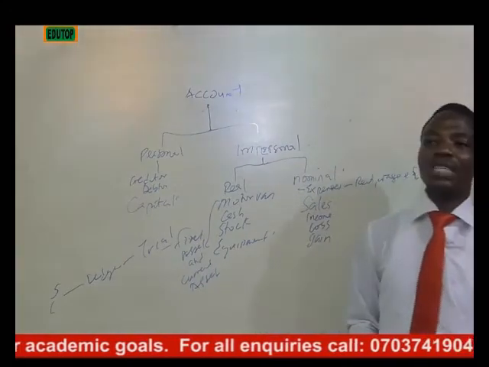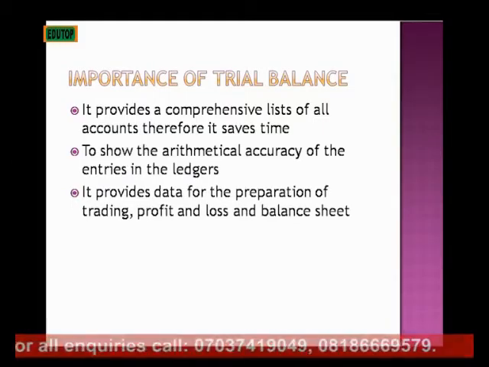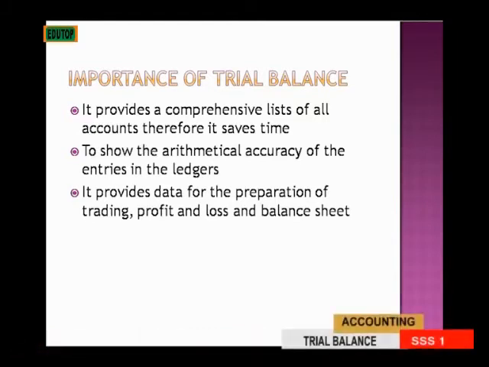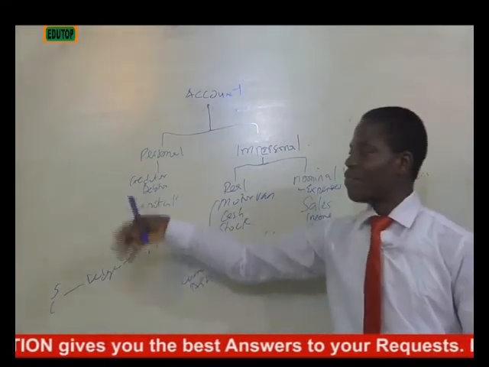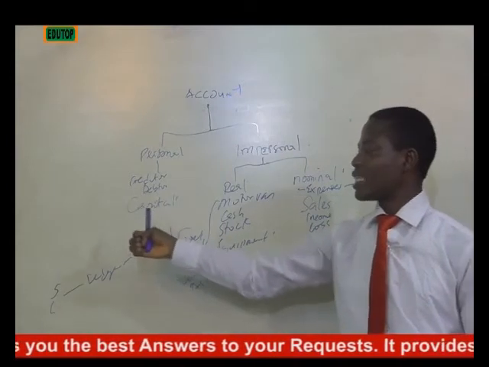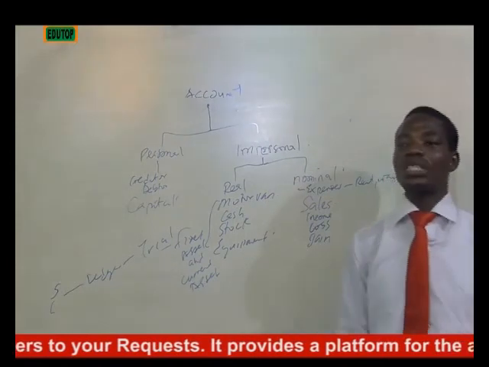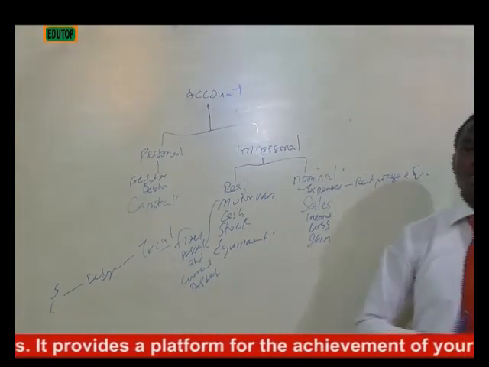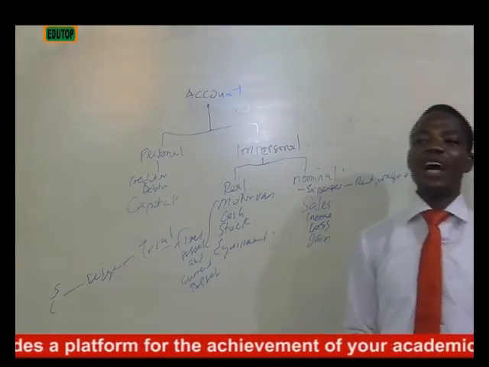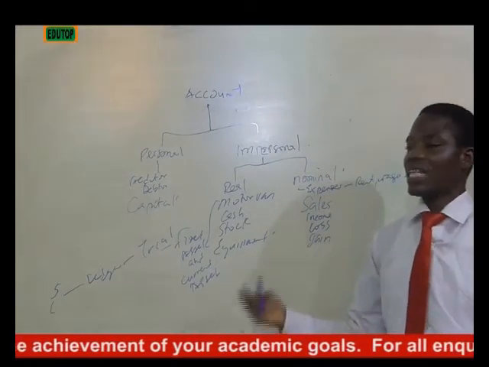So why do we use a trial balance? It provides a comprehensive list of all accounts, therefore it saves time. When you prepare different types of ledger, extract them and transfer them to the trial balance, it helps you to get the total and the list of all items that have been transacted during the year. So it provides a comprehensive list for all accounts, therefore it saves time.